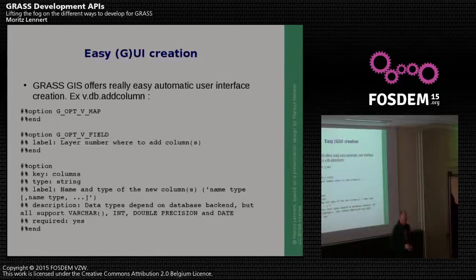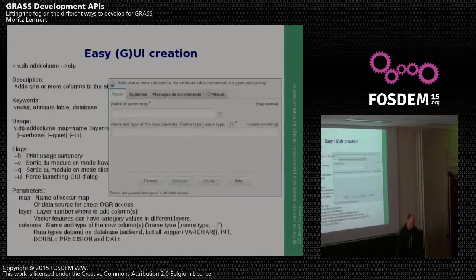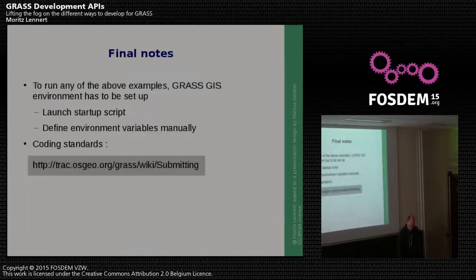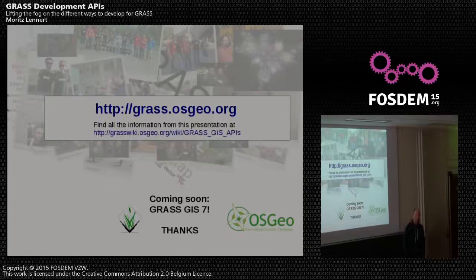Just as a final note, GRASS allows very easy user interface creation. You just define the different elements that you need in your user interface, and you get both a command line interface and a graphical interface automatically out of that. Final notes: for all the examples I've shown of running GRASS from different programming languages, you have to be within an environment set up for GRASS usage. So either you launch the startup script or you can do that manually. GRASS also encourages people to use a series of coding standards, and these are all listed here in the submitting page. So that was it, and enjoy GRASS 7.